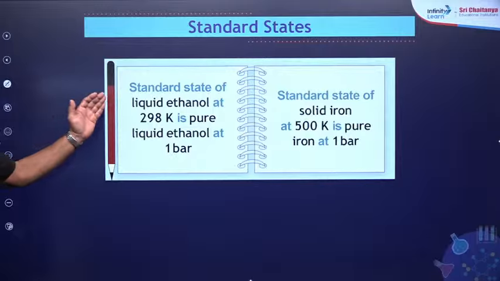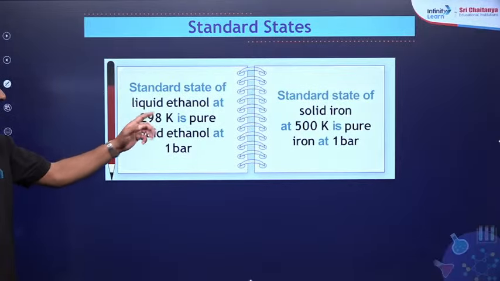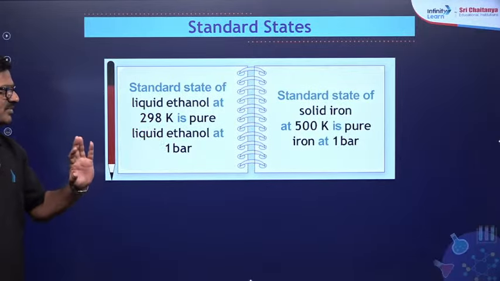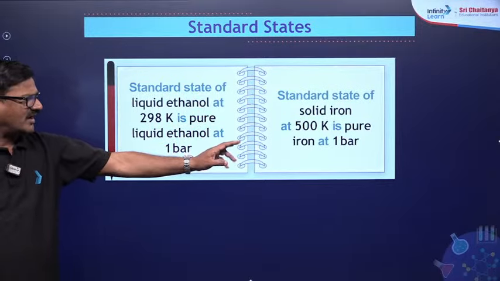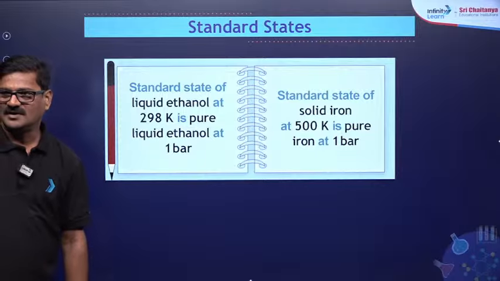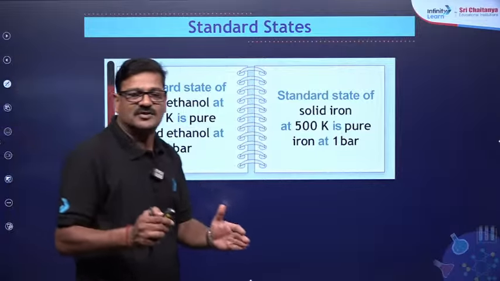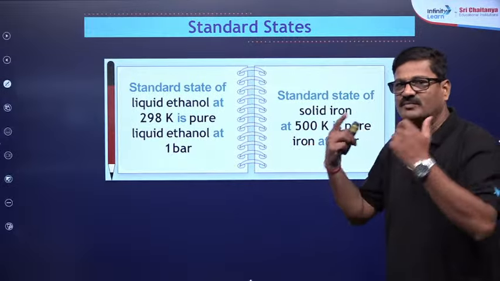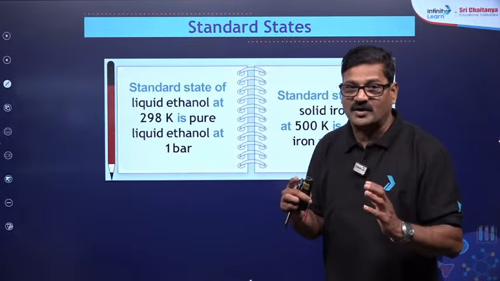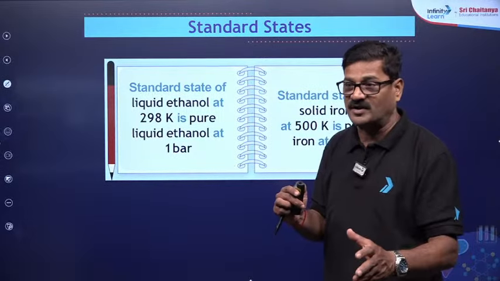The standard state of liquid ethanol at 298 Kelvin is pure liquid ethanol at 1 bar pressure, and the standard state of iron at 500 Kelvin is pure iron at 1 bar pressure. So you need to be very clear about the concept. Simply looking at the numerical and jumping into it may potentially damage the performance.